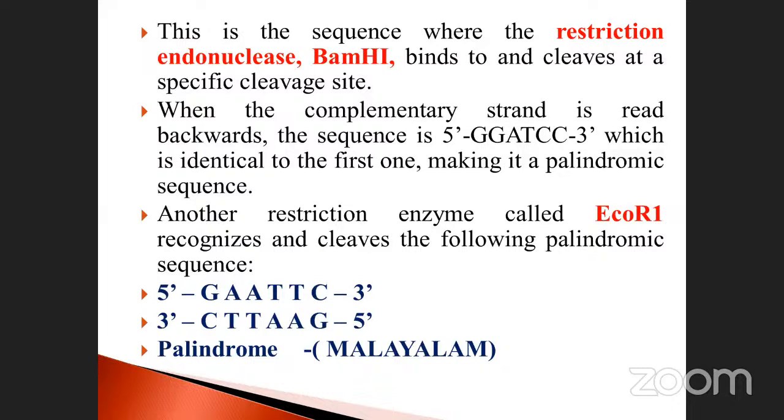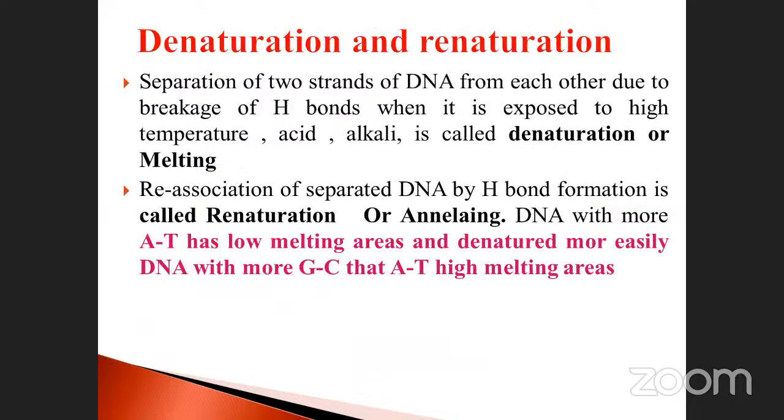Don't forget this one. So denaturation and renaturation. Already we studied these things. Separation of the two strands of the DNA from each other due to the breakage of hydrogen bonds only, when it is exposed to high temperature, acid, or alkali, is called denaturation, or what is that? Melting. As a result, you will get which one? Two single strands separately, isn't it? And reassociation of the separated DNA by hydrogen bond formation is called renaturation, otherwise called annealing. Don't forget, my dears, annealing.